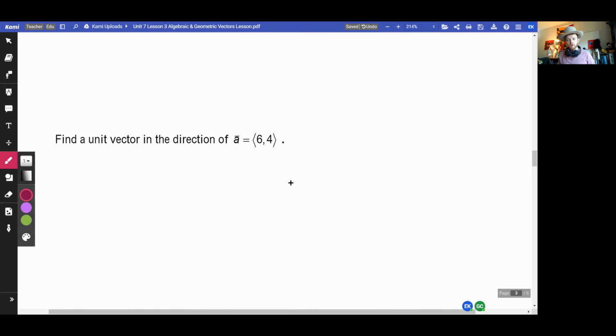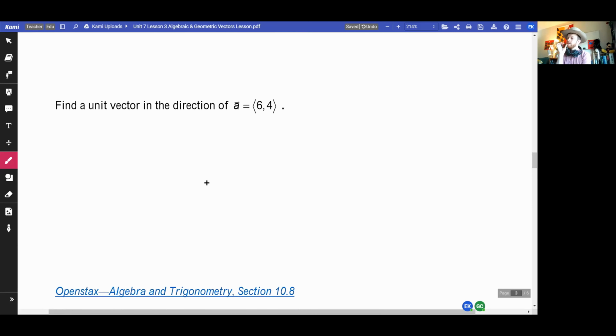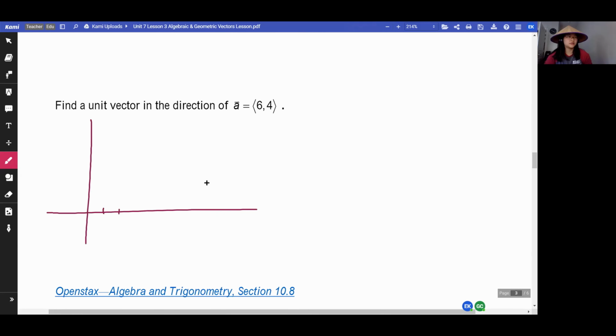This is a harder question, but we've actually already kind of answered it. Awesome. Find a unit vector, a vector of length 1 in the direction of 6, 4. So what is the magnitude of our vector 6, 4? So let's see, 6, 4. I like to draw pictures. Never hurts. The magnitude, I'm going to Pythagorean theorem it up. 6 squared, 4 squared, 36 plus 16 is 52.